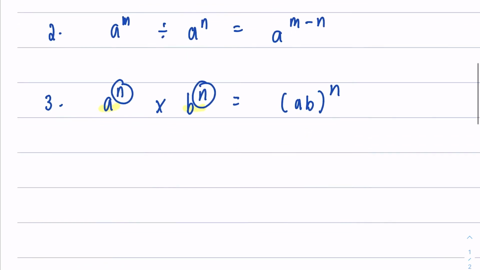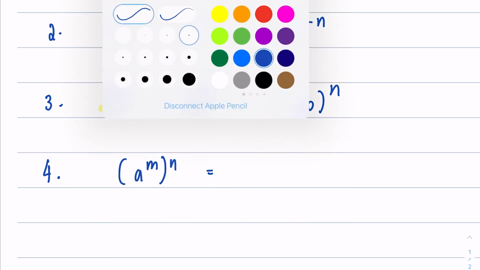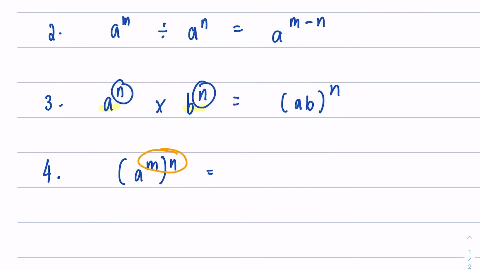The next rule is a to the power of m, open and close bracket, to the power of a different index, n. In this case, you can simply bring these two powers together. a to the power of m times n.